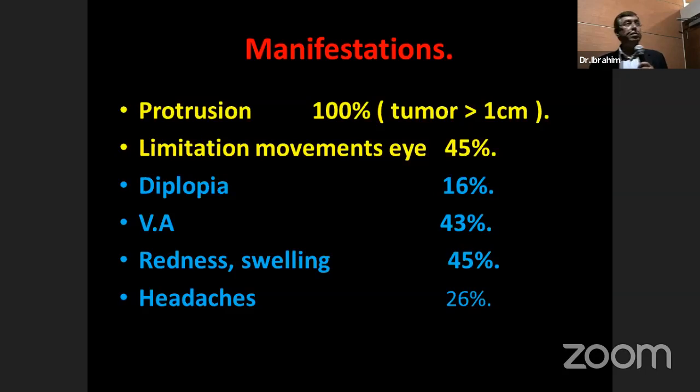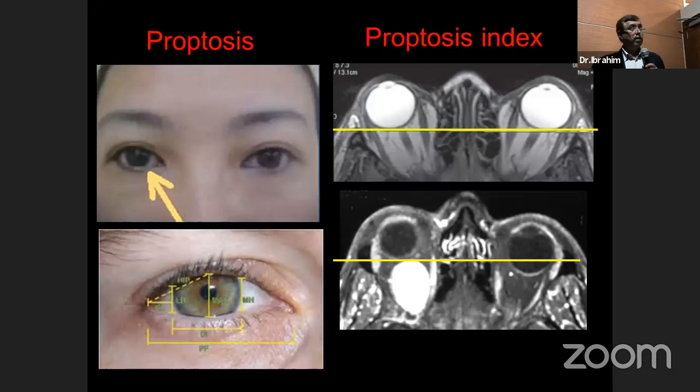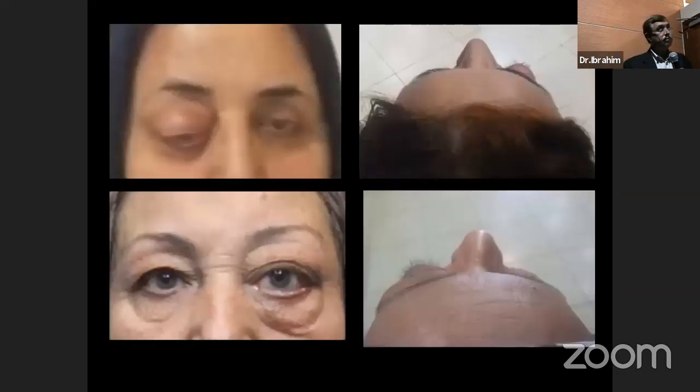How do these tumors manifest? Protrusion or proptosis, it is 100%. If the tumor is more than 1 centimeter, you will have proptosis. Limitation of the eye movements, double vision, decreased visual acuity, redness or swelling, headaches, or retroorbital pain. You can see the proptosis, you can use something called the proptosis index, see the angle here and the angle here, or as you said, you would draw the line at the back of the globe or the Frankfurt line.